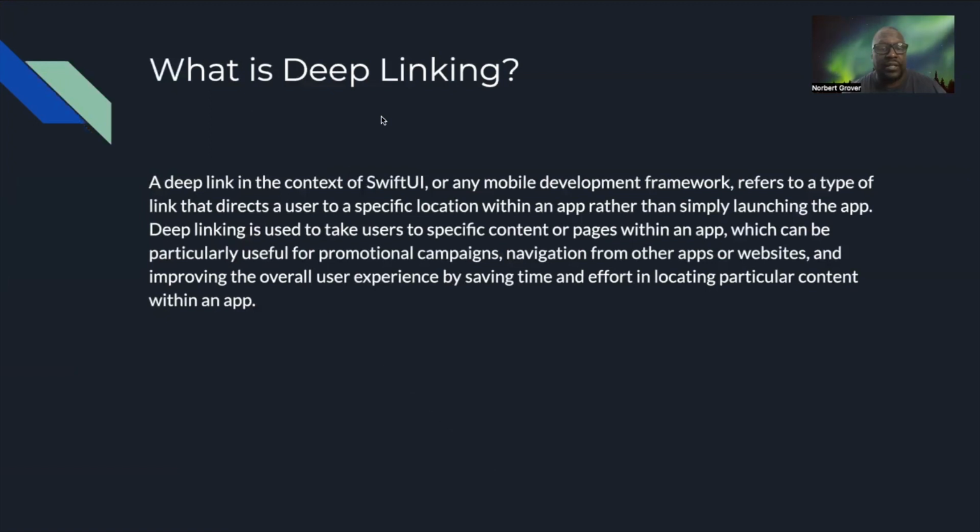A deep link in the context of SwiftUI or any mobile development framework refers to a type of link that directs a user to a specific location within an app rather than simply launching the app. Deep linking is used to take users to specific content or pages within an app, which can be particularly useful for promotional campaigns, navigation from other apps or websites, and improving the overall user experience by saving time and effort in locating particular content within an app.